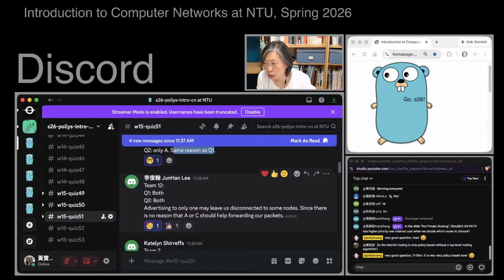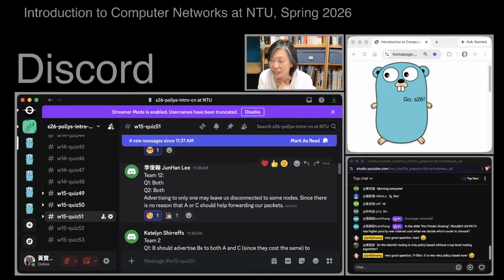And Team 12 says both and both. Advertising to only one may leave us disconnected. Okay, very interesting. So Team 12 as B is thinking about reliability for the customers, right? So in the future, potentially they can raise the premium of their customers and earn more. Okay, so willing to sacrifice a higher cost, but eventually providing better service to the customers. So maybe a way to attract new customers, isn't it?